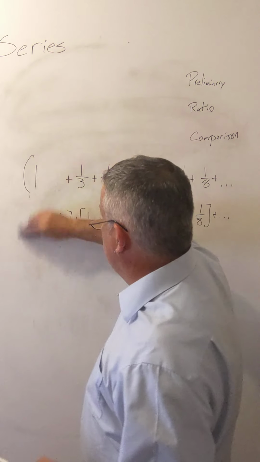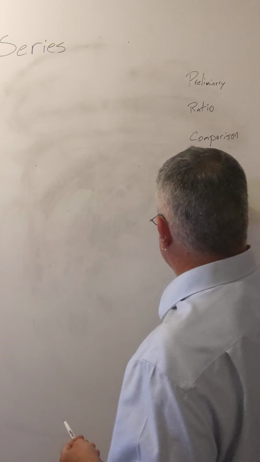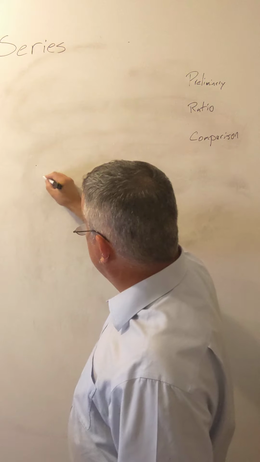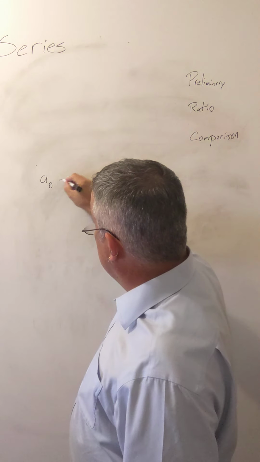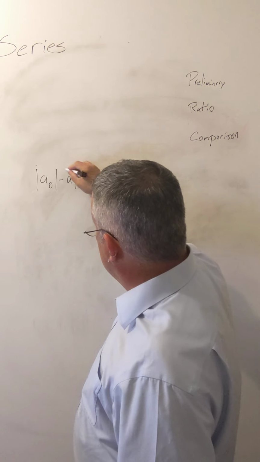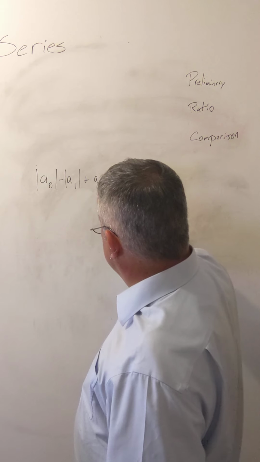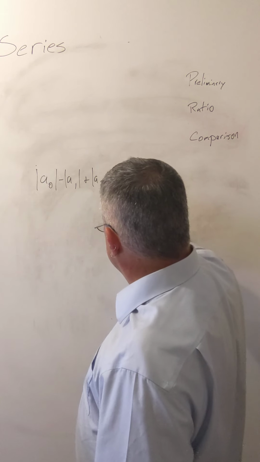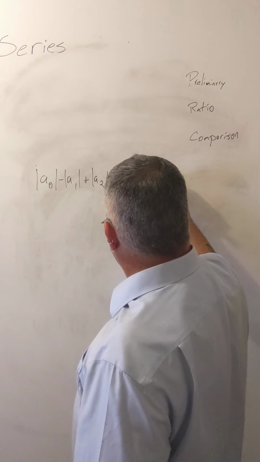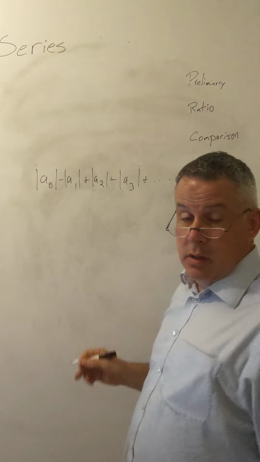A last thing that we want to think about is, what if the sign changes from term to term as we go along? Well, we could have A0 minus, and let's just write absolute values, minus A1 plus A2 or something like that, minus A3 and so forth, where we're not just adding up the same way each time.